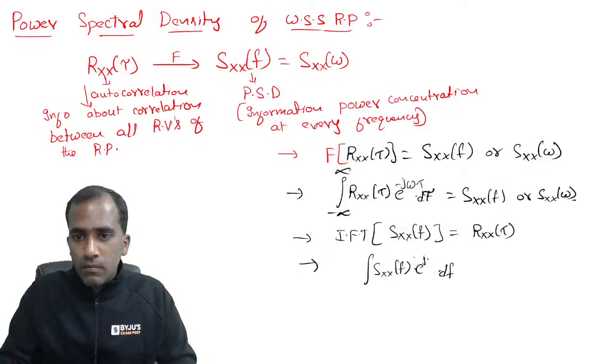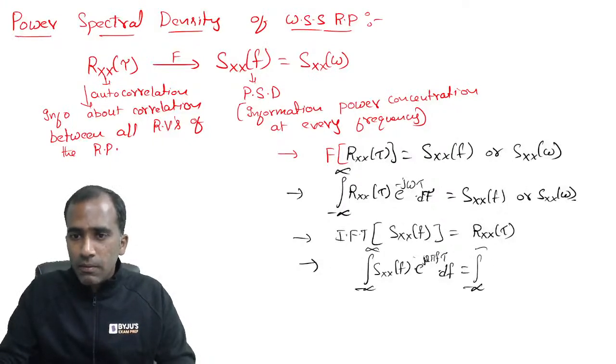So if you integrate with respect to f, f will vanish, it will be a function of only time. Or if you want to write it in terms of omega, the same formula, you can also write it as Sxx of omega into e power j omega tau into d omega. Then there should be a 1 by 2 pi here, because if you are writing d omega, there should be a 1 by 2 pi in the inverse Fourier transform formula. This will give us Rxx of tau.